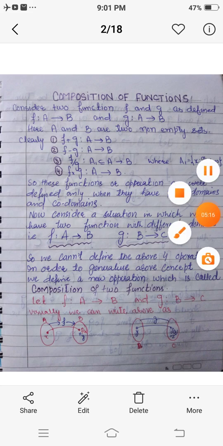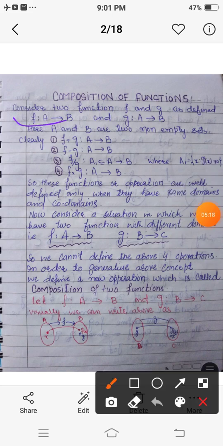Now if we have two functions, f from A to B and g from A to B, so we have two different functions with the domain and codomain being the same sets. Then you know that by the algebra of two functions, we can define the sum function from A to B as f plus g, and the difference function as f minus g from A to B.